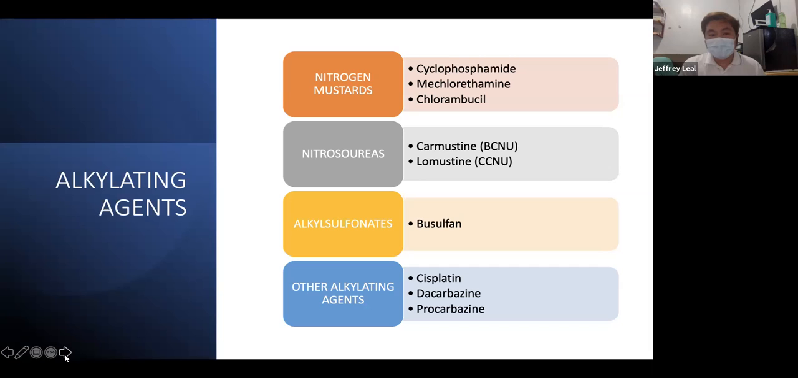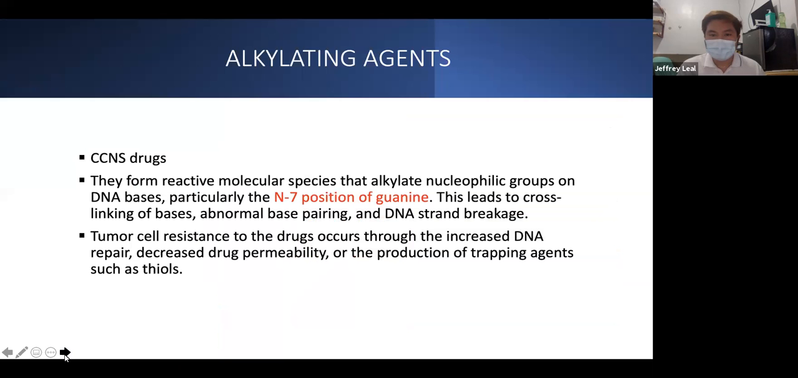Under your alkylating agents, we have nitrogen mustards, which include your cyclophosphamide, mechlorethamine, and chlorambucil. We have also nitrosoureas. Under nitrosoureas, we have carmustine and lomustine. We have also busulfan under your alkyl sulfonates. And other alkylating agents, we have cisplatin, dacarbazine, and procarbazine. Okay.